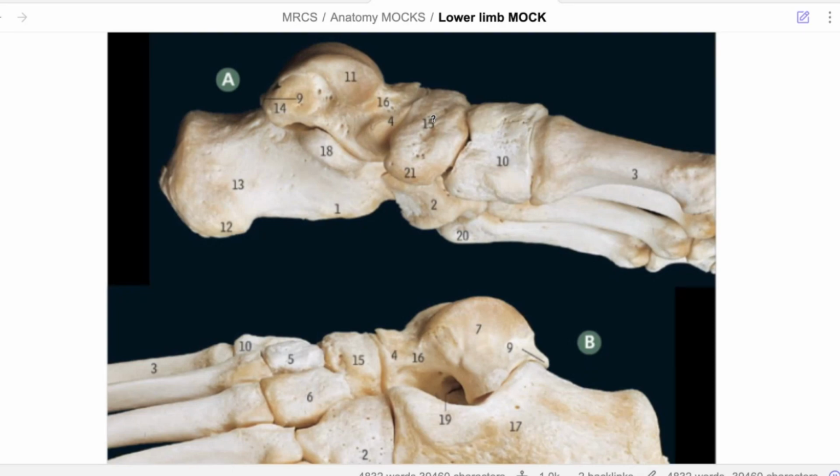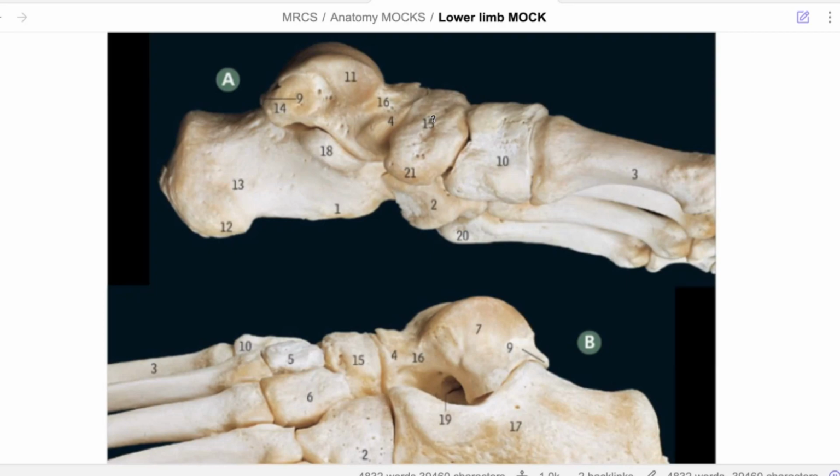What is 11? Sir, number 11 is medial malleolar surface of the left foot. Yeah, simply it's medial malleolus of the left side. Okay.